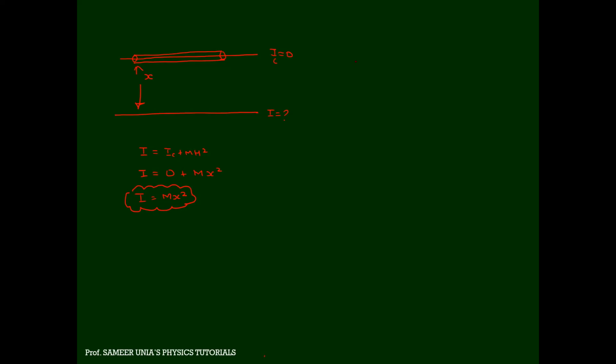Suppose there is a square and I place 4 rods over here. Make a square of side L. I want to find the moment of inertia about this axis. This is rod 1, rod 2, rod 3, rod 4. Let's start, and the length of each is L.